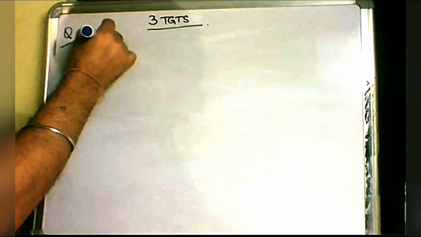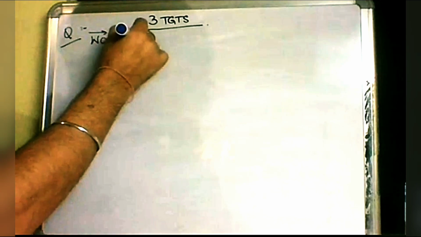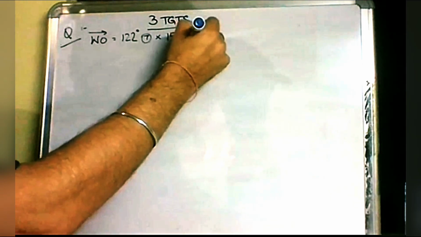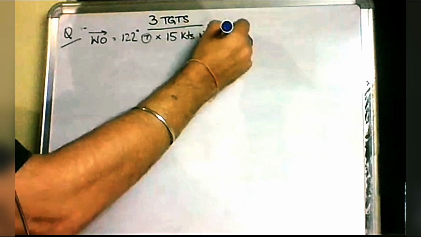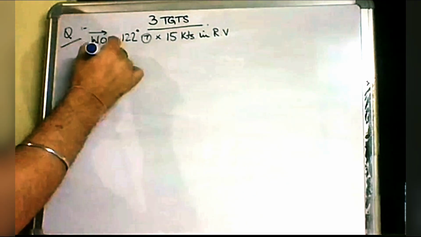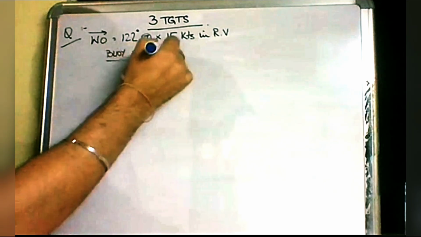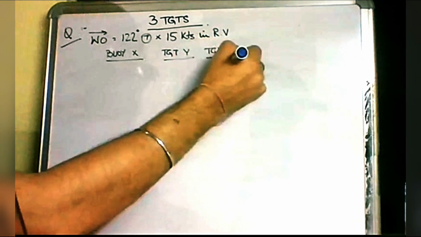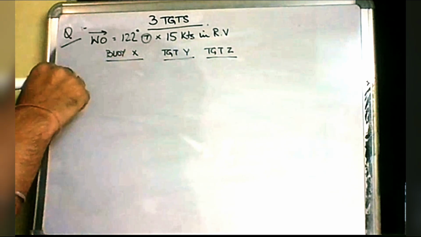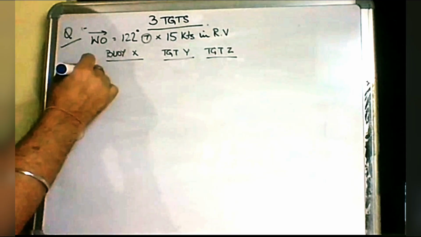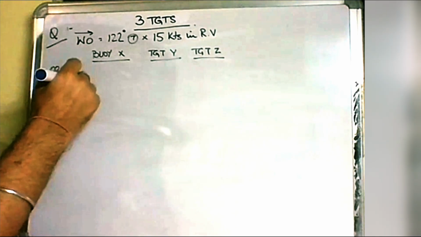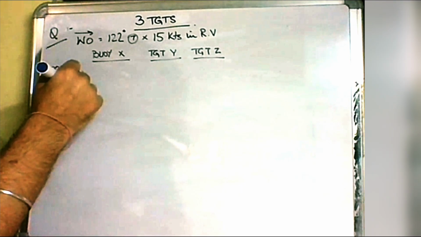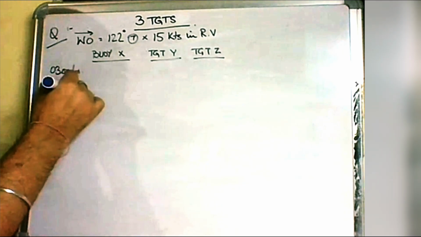So we have 3 targets. WO is 122, 15 knots in RV. Boy X-ray, Target Yankee, Target Zulu. Zero 300 hours and 0312 hours.